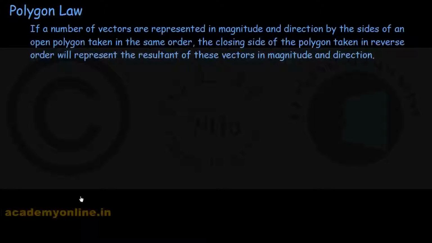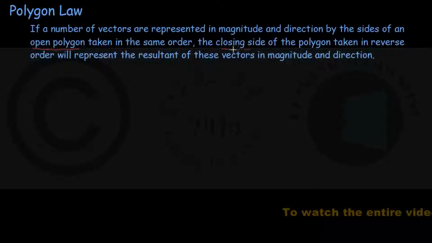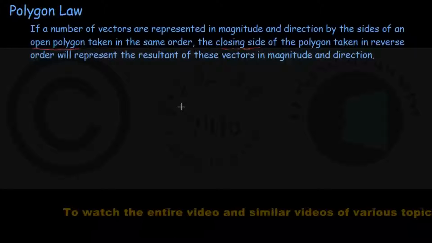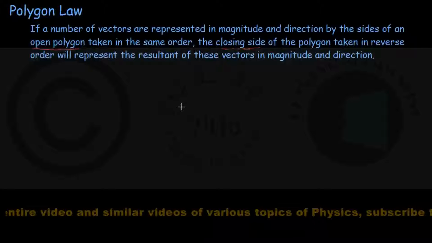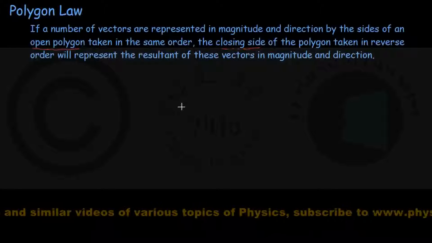So here I note 2 things. First of all, I have noticed this word open polygon. And then the closing side. So we have to close this polygon. So it's a reminder of the triangle law done some time back. The only difference being a triangle contains 3 sides in total. A polygon may contain any number of sides. Otherwise, the construction must be similar.